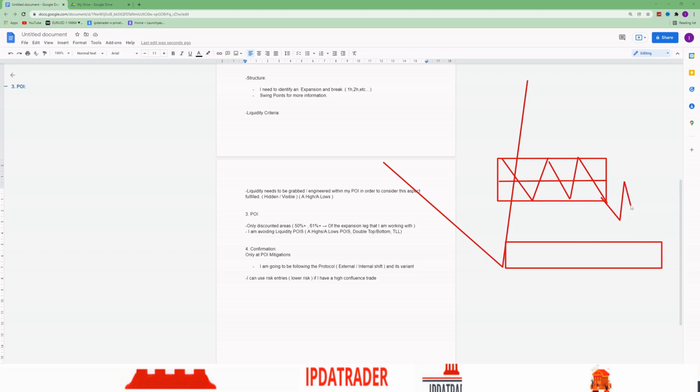And if you've seen before that as price is tapping here, it's not going to provide any sort of confirmation, and you still want to be involved, then you can add to your trading plan once again risk entries. If this is a high confluence trade for you, you can take a risk entry over here without a confirmation, and that is still going to be part of your trading plan over here. So no big deal with that.